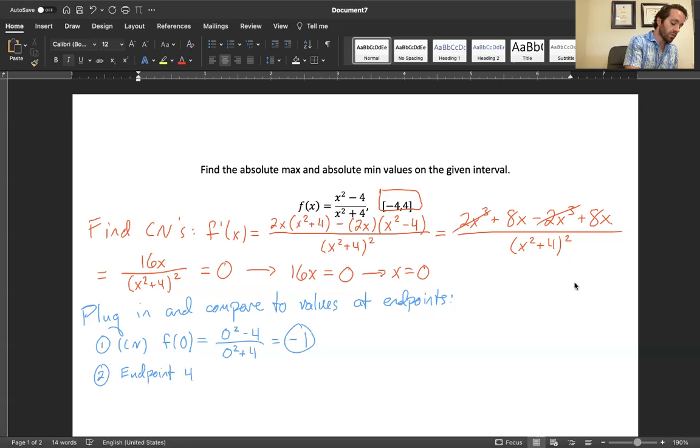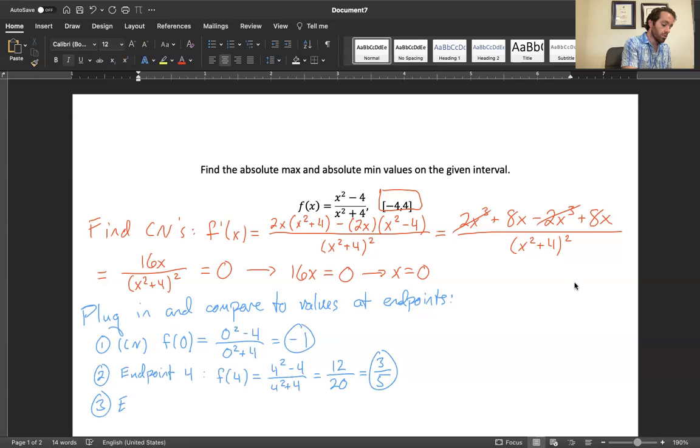Endpoint of +4, f of 4 is going to be equal to 4 squared minus 4 over 4 squared plus 4. 4 squared is 16, minus 4 is 12. 4 squared is 16, plus 4 is 20. So this is 3/5. So far, this seems like it's going to be a maximum. Let's see, though.